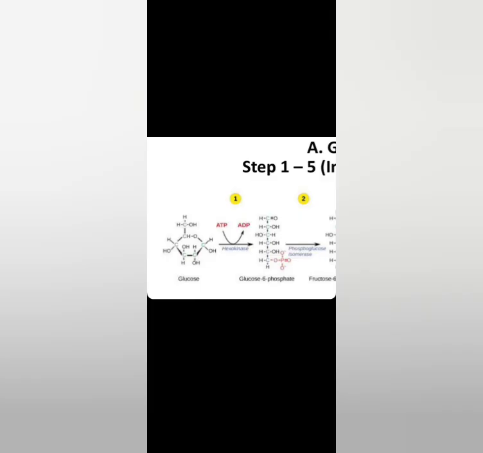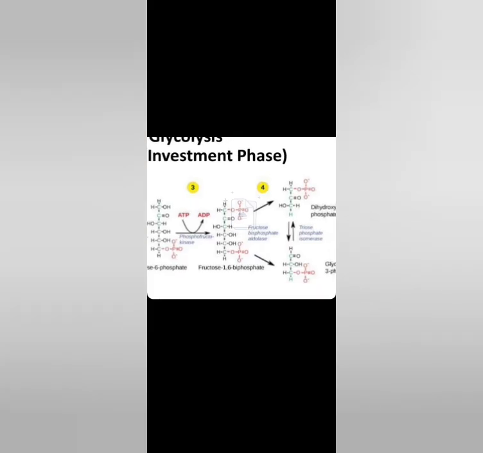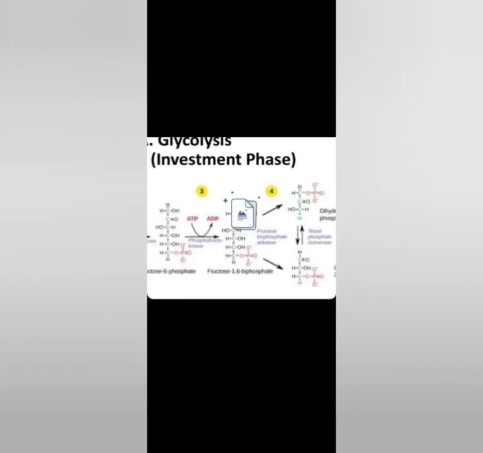Next we have step 3, which is irreversible. Step 3 requires an enzyme that's also a kinase. This enzyme will take the phosphate from an ATP and add it to this 6-carbon sugar. So now from 1 phosphate, we have 2 phosphates. And that is where the second ATP that is used comes from. 1 ATP was used in step 1, and another ATP is used in step 3. Steps 1 and 3 so far are irreversible.